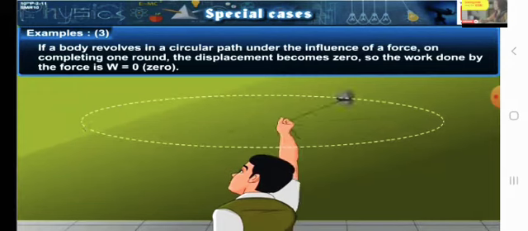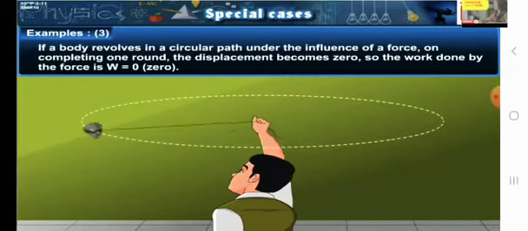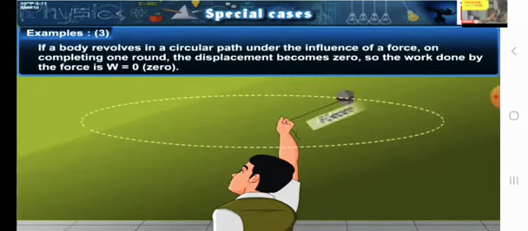3. If a body revolves in a circular path under the influence of a force, on completing one round, the displacement becomes 0. So the work done by the force is W = 0.